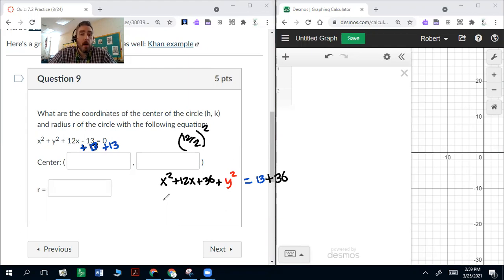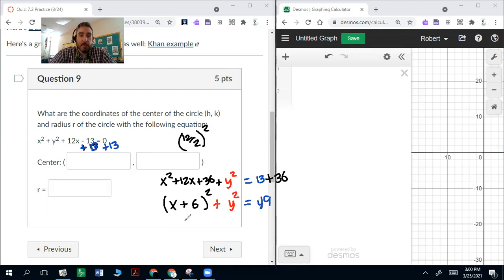Let's go. So now we have parentheses x plus. These are both positive. And 12 divided by 2 is 6 squared. Y? Well, that's just going to stay y squared. We don't have to get fancy with that. And then what does it equal? 13 plus 36. 10 plus 36 is 46. Tack another 3 on, 49. There's your equation.